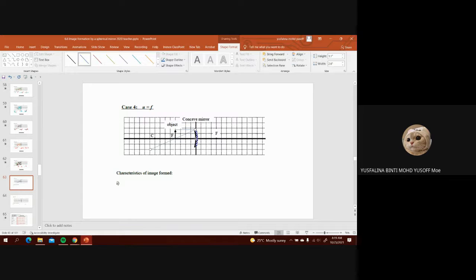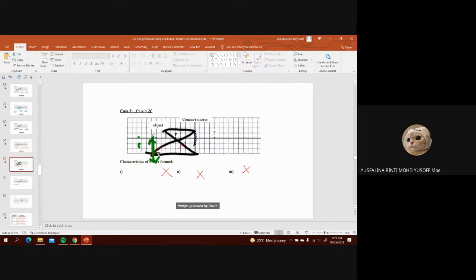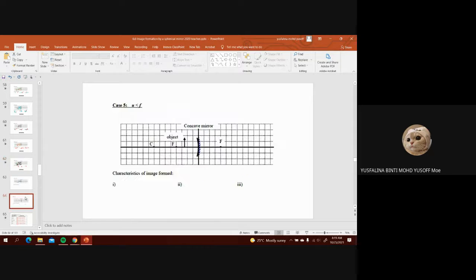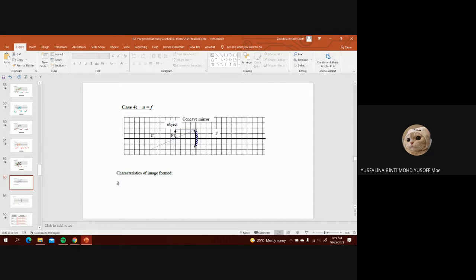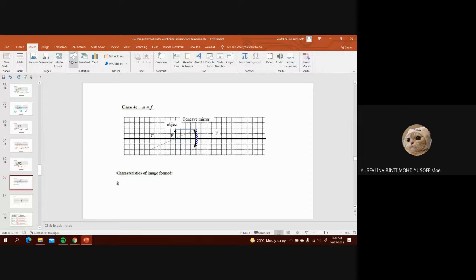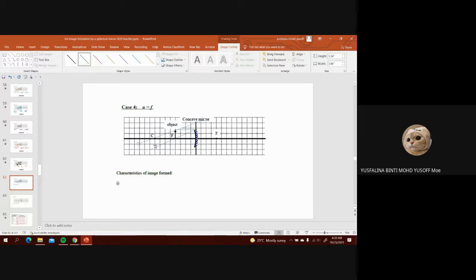And another one is from C, it goes straight. Because before this, when we draw, it goes to F, that another one also has to go to F. But here in the diagram, we cannot pass through the F because the F is not in front of the object. So what you have to do, you just take from C, go straight. Then you see there is no image, there is no intersection here. So again, if there is no intersection, you have to make the line longer.